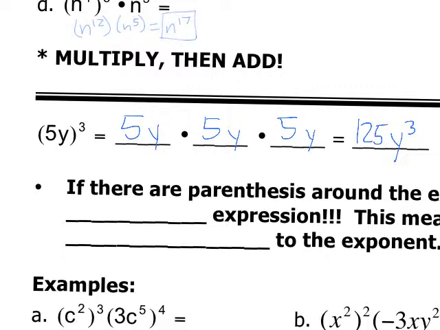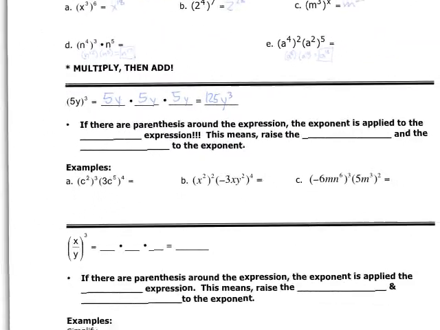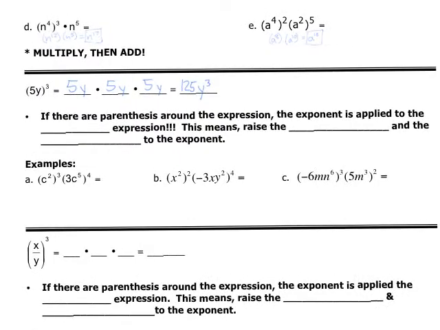Okay? So that goes back to the same old rule I was preaching the other day. You have to know the difference between bases and coefficients. Okay? It matters. So my little statement under here says, if there are parentheses around the expression, the exponent is applied to the entire expression.